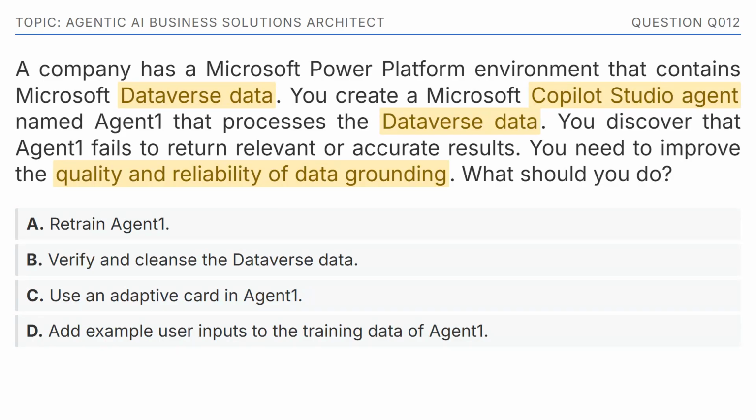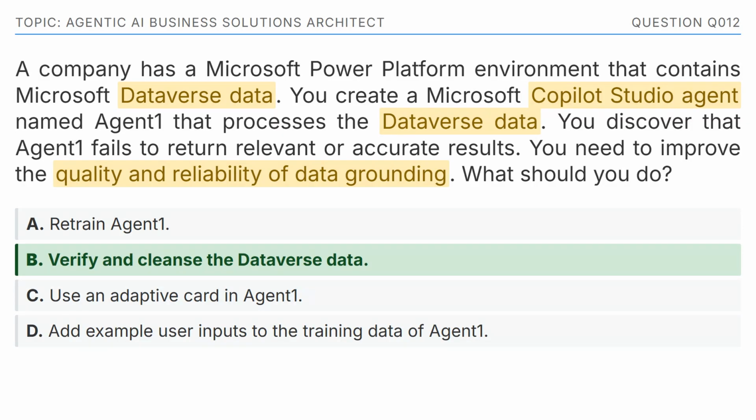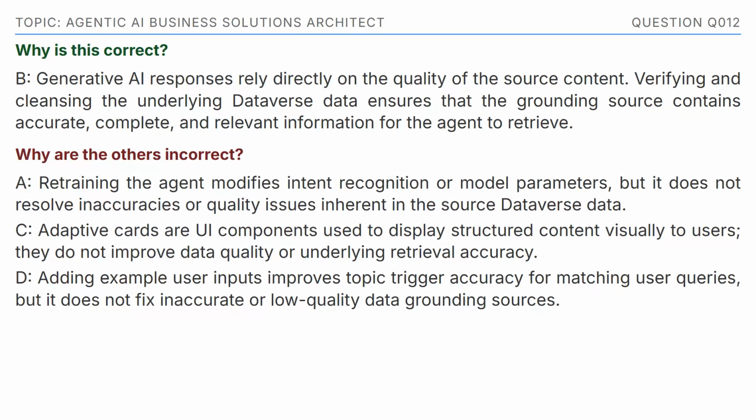To arrive at the correct answer, we focus on the keywords Copilot Studio Agent, Dataverse data, quality and reliability of data grounding. The correct answer is option B, verify and cleanse the Dataverse data. Why is this correct? B. Generative AI responses rely directly on the quality of the source content. Verifying and cleansing the underlying Dataverse data ensures that the grounding source contains accurate, complete, and relevant information for the agent to retrieve. Why are the others incorrect?